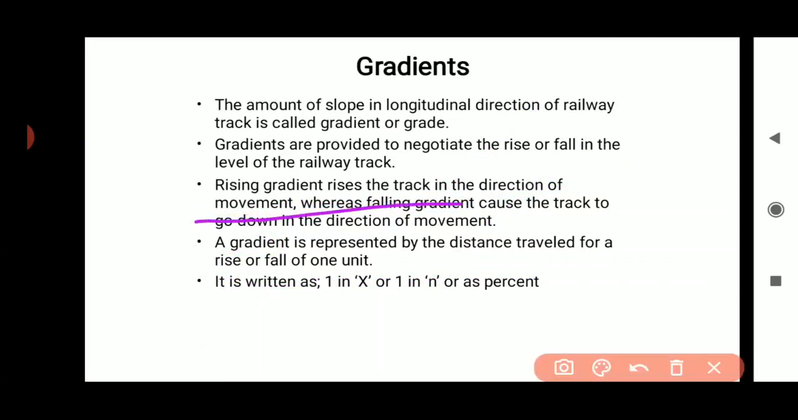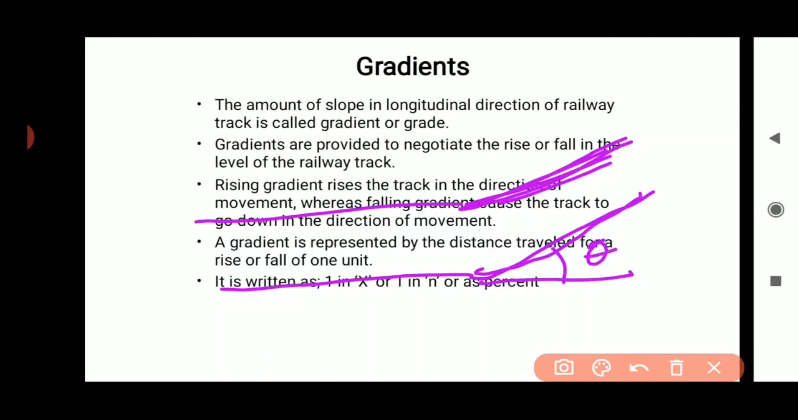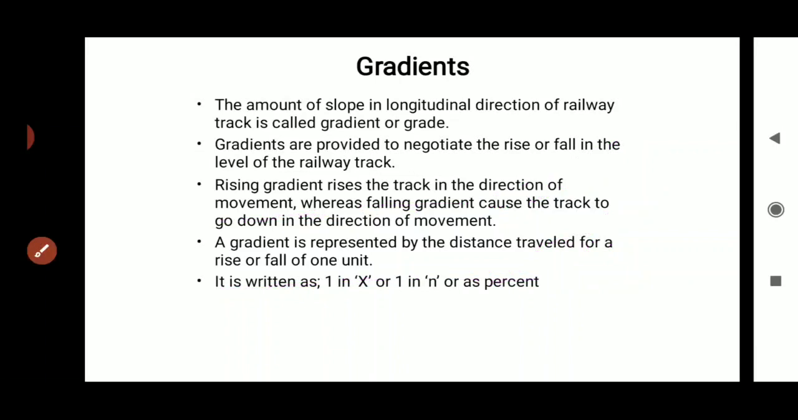If we provide some slope in its longitudinal direction, here you can see we have provided the slope at an angle of theta. Then this will be called the gradient or grade. Gradients are provided to negotiate the rise or fall in the level of the railway track.